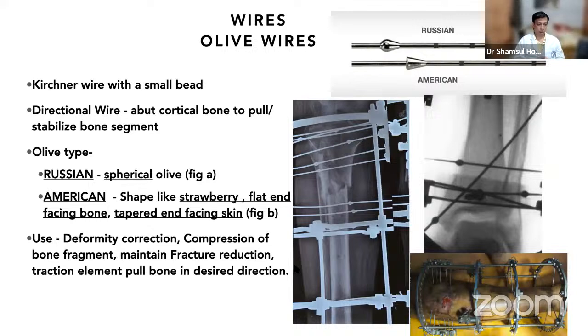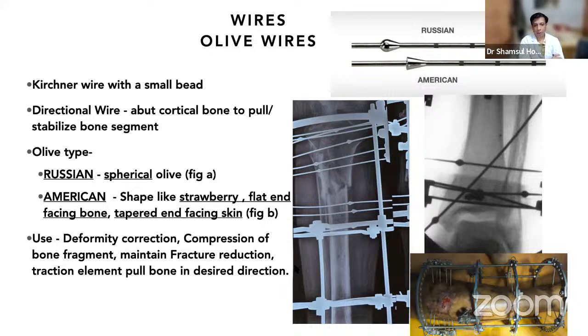Then we have the plain and the olive wires. Olive wires can be the Russian wires with a small bead. We can have the Russian, the rounded one, or the American, the blunt one with the part. You can see it like this. The American type can be used more in compression. You can see in the diagram.